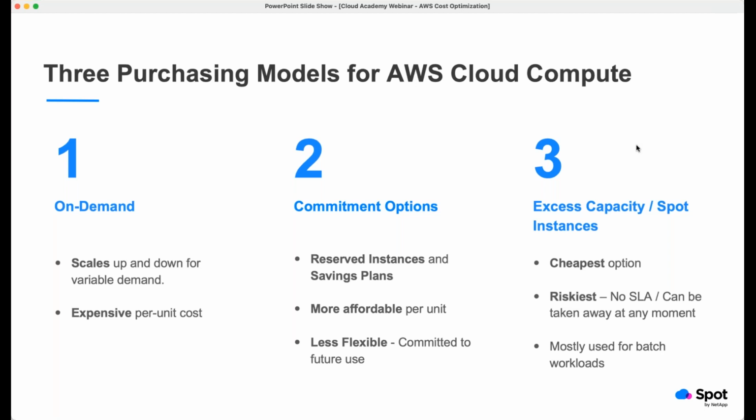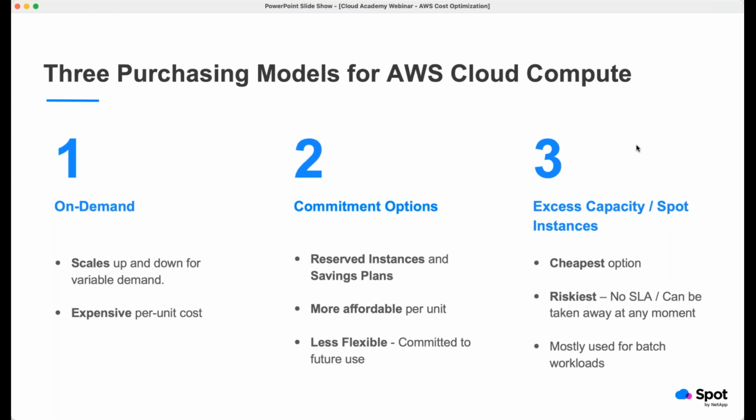We're not going to get too deep into that today, but there are a lot of different commitment options that you can use to lower your price. Now, the third option, which is actually the lowest cost or cheapest option, is spot capacity. AWS is offering spot capacity in EC2. They offer it in Fargate. They offer it in a few different places.